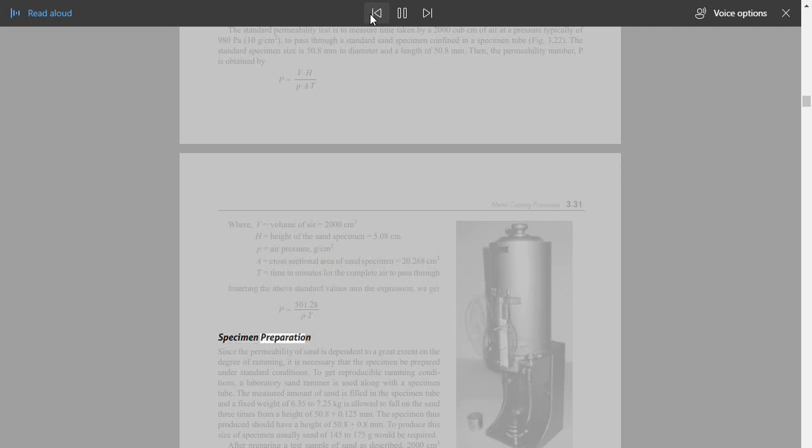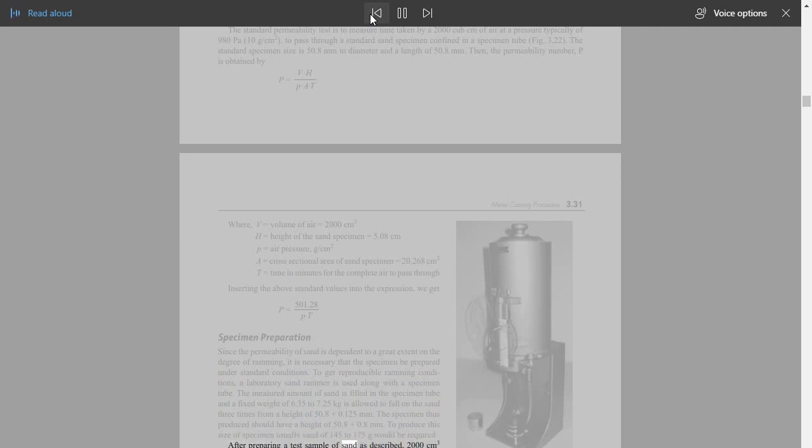Specimen preparation. Since the permeability of sand is dependent to a great extent on the degree of ramming, it is necessary that the specimen be prepared under standard conditions. To get reproducible ramming conditions, a laboratory sand rammer is used along with a specimen tube. The measured amount of sand is filled in the specimen tube, and a fixed weight of 6.35 to 7.25 kilograms is allowed to fall on the sand 3 times from a height of 50.8 plus or minus 0.125 millimeters. The specimen thus produced should have a height of 50.8 plus or minus 0.8 millimeters. To produce this size of specimen, usually sand of 145 to 175 g would be required.